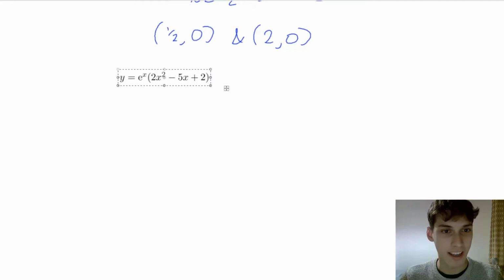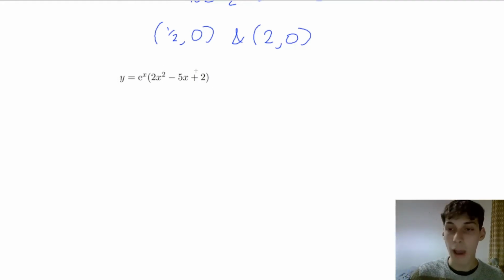There we go. I've copied the equation again. So yeah, we just need the coordinates of the points in short.